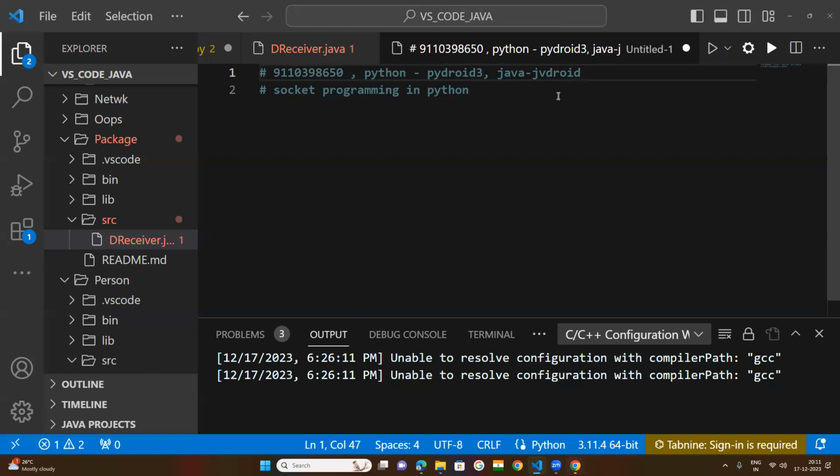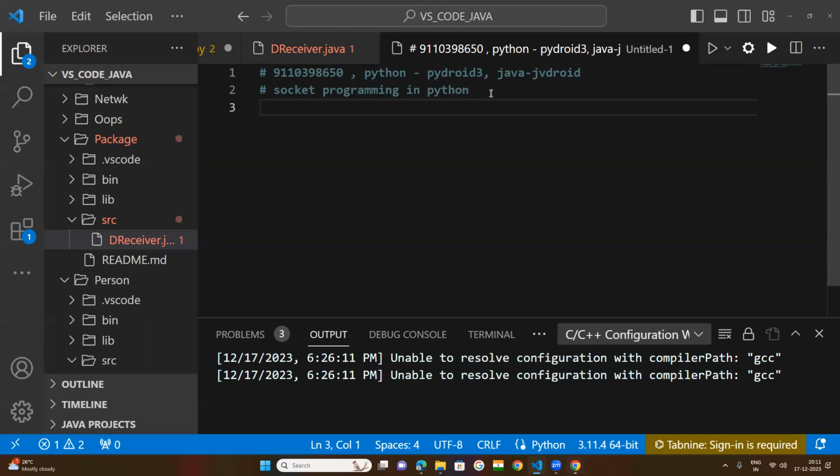Since I started to teach programming on mobiles in January 2023, I think I have written 1,000 pages of code in both Java and Python. Many students I have sent that code. Okay. So now come to the point, socket programming in Python.